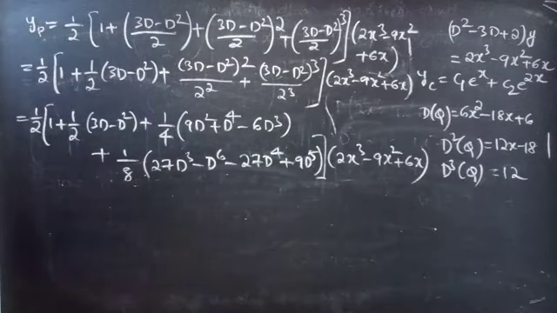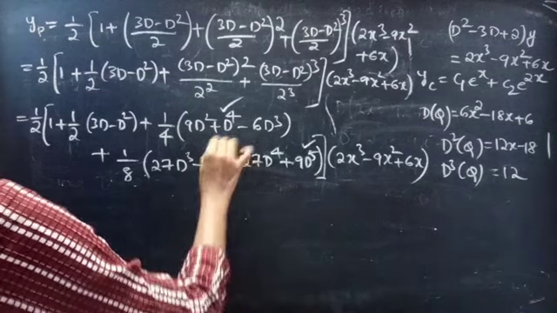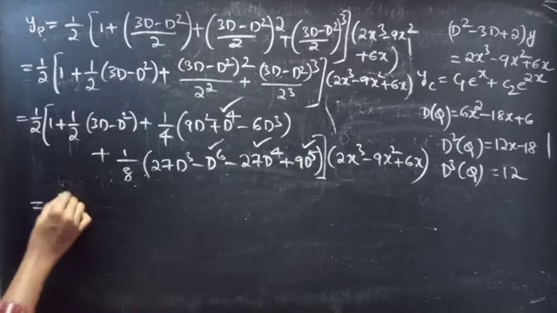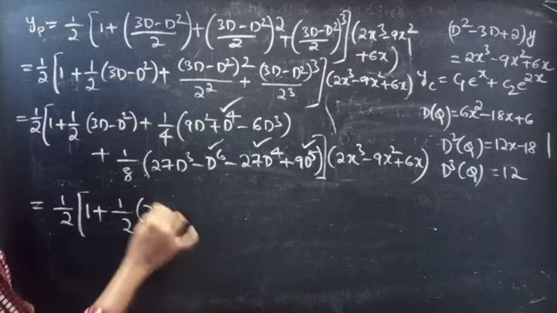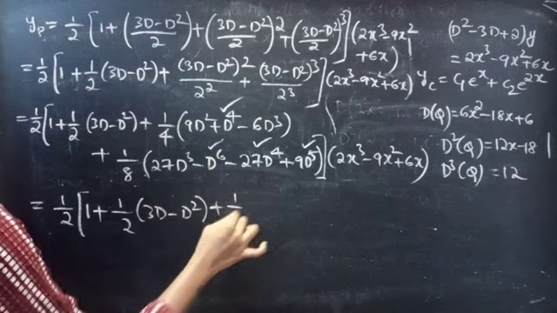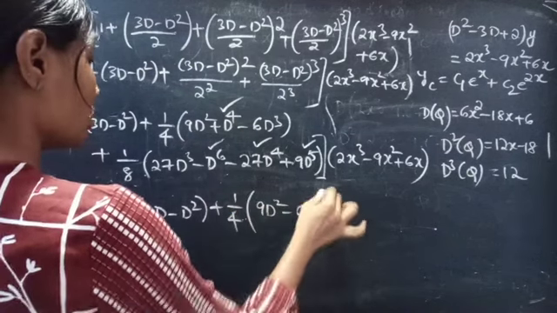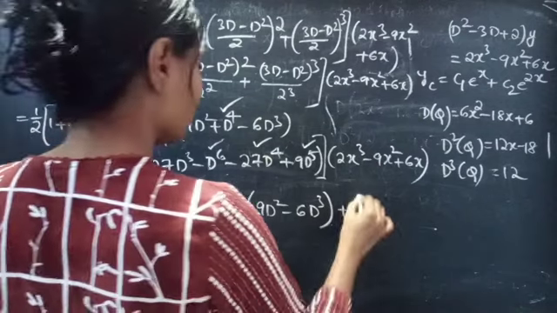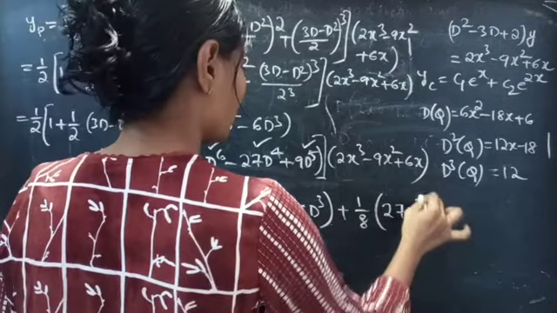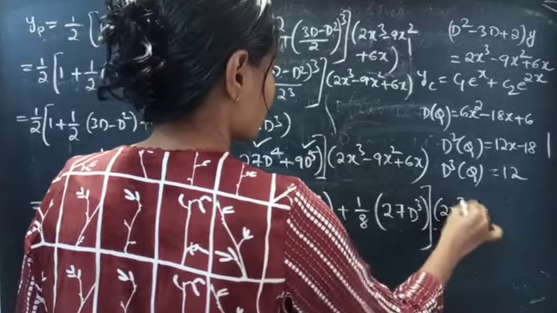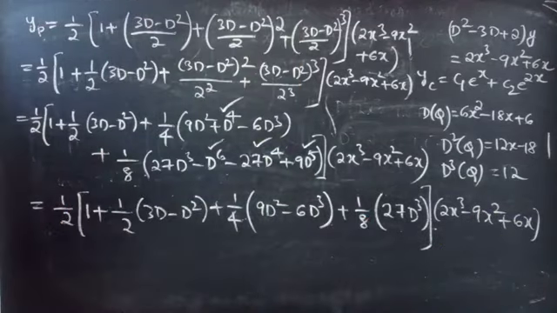Now I'm going to neglect higher derivatives, d power 4, d power 5 and d power 6, right? Now this becomes 1 by 2 into 1 plus 1 by 2 into (3d minus d square) plus 1 by 4 into (9d square minus 6d cube) plus 1 by 8 into 27d cube, into cube, 2x cube minus 9x square plus 6x, right?